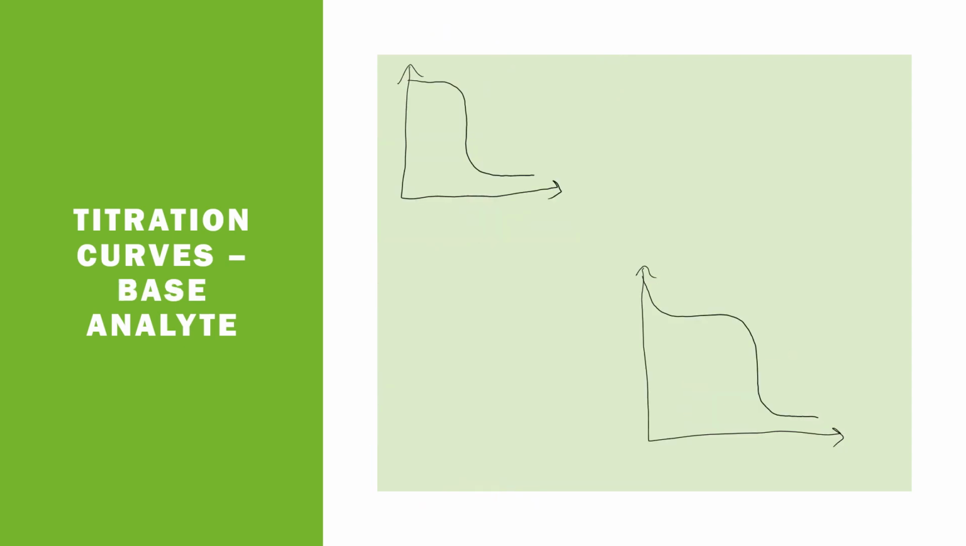Now let's take a look at titration curves when we're starting with a base. So we still have pH versus the volume of the titrant.